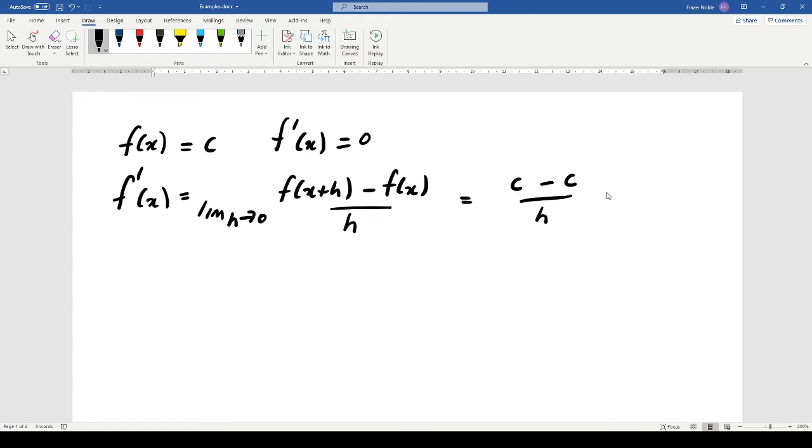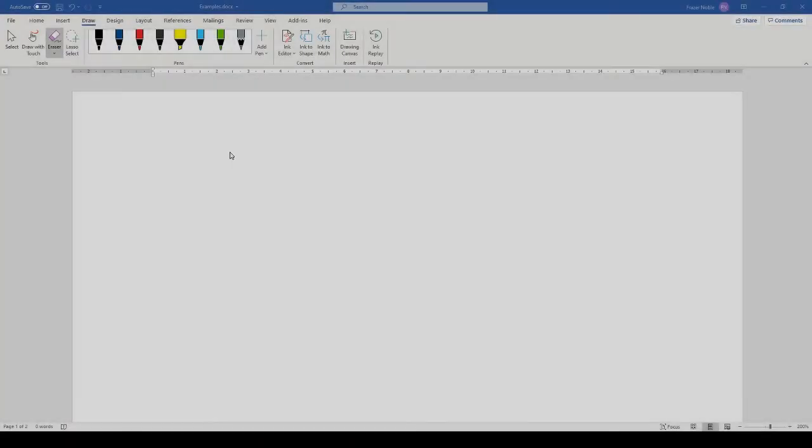So c minus c is 0. Even though we haven't substituted in for this limit of h tending towards 0, the fact that c minus c is 0 tells us that the derivative is in fact going to be 0. Okay, let's look at an example.